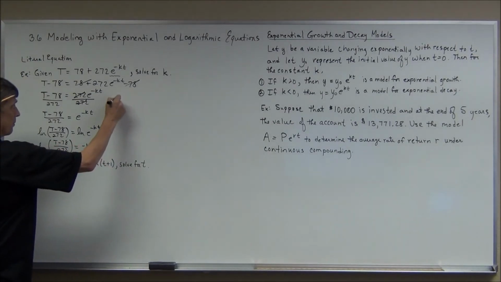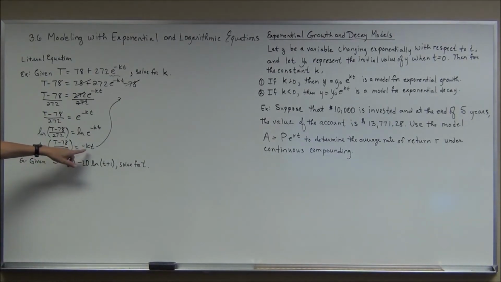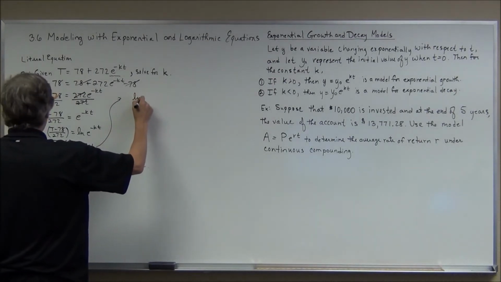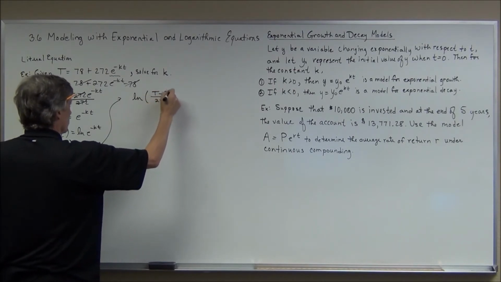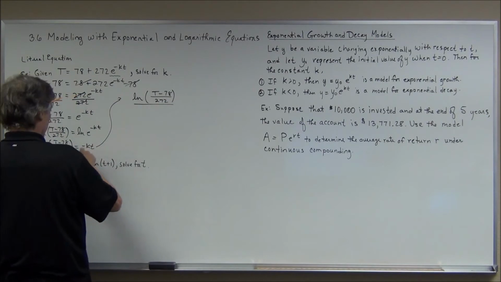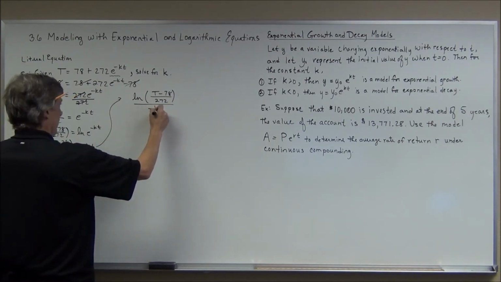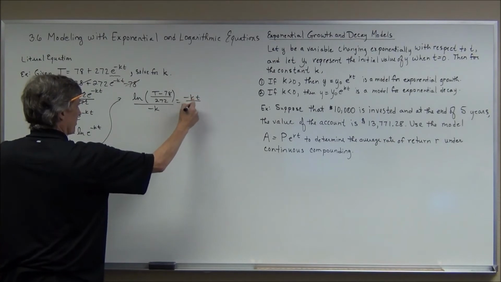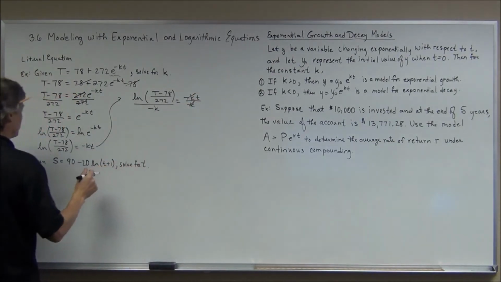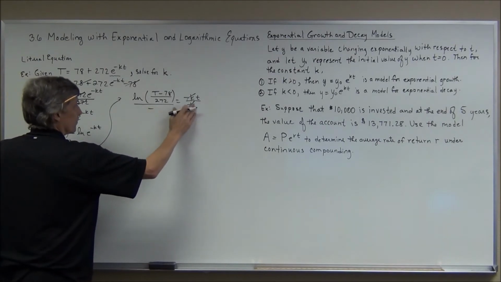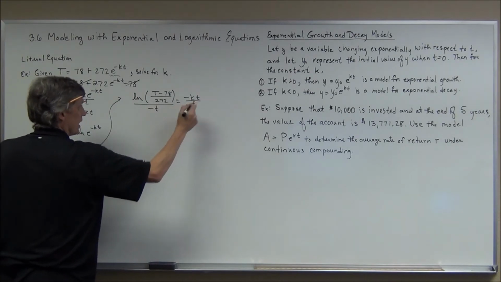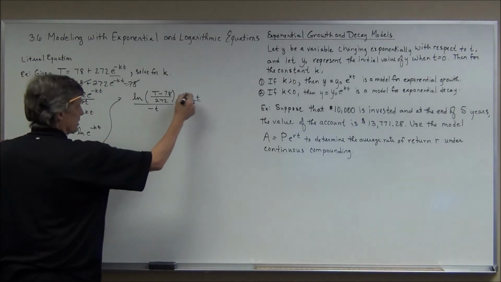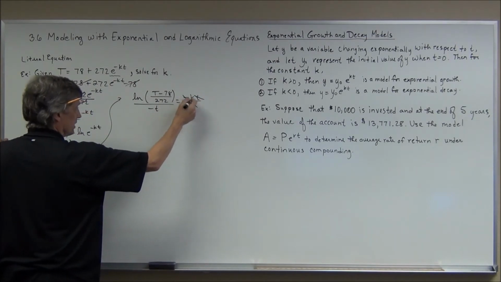Now I'm going to solve for k here, so I'm going to divide through by the opposite of t. I take the natural log of the quantity t minus 78 all over 272 and divide that by the opposite of t, and of course I do the same thing with the other side. I'm solving for k, so I divide by the opposite of t. That's going to give me a mess over here. This is going to cancel the opposites, and I get k equals.